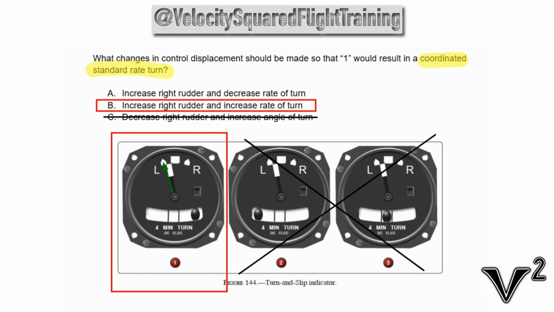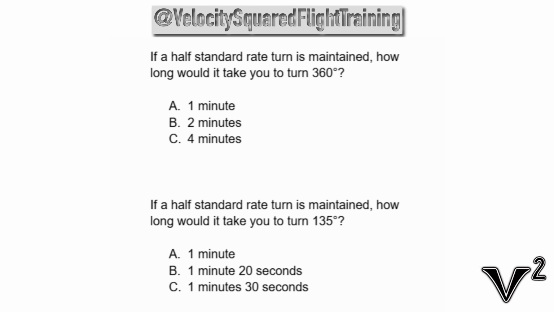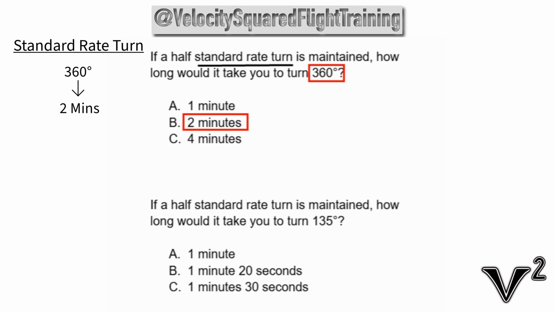All right, moving on. Our last couple questions here. We're going to do 2 standard rate turn questions and then 2 compass error questions, okay, for flight instruments. So first, standard rate turn. Before we get into any of this, we need to know what this is. A standard rate turn is determined by going 360 degrees in 2 minutes, okay?